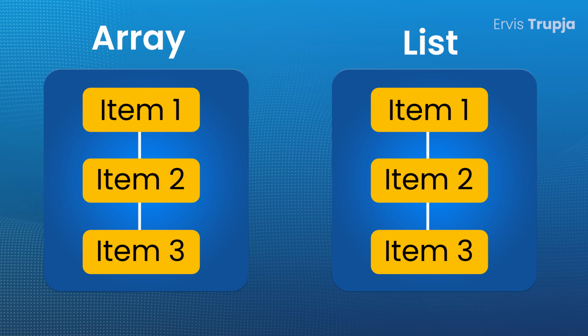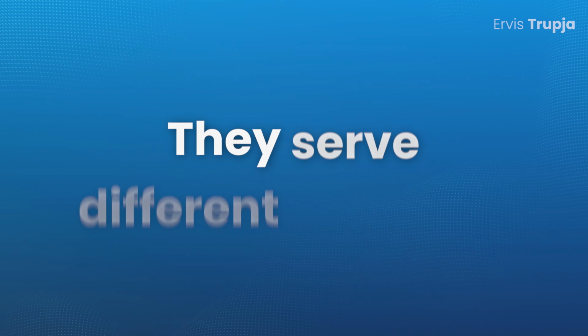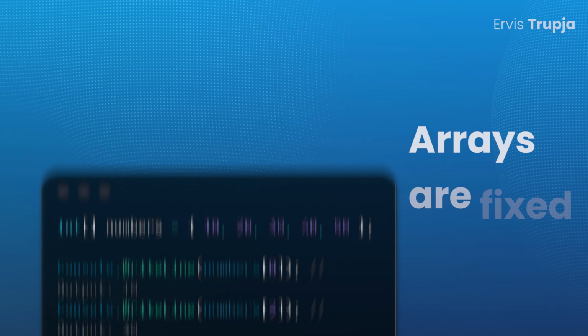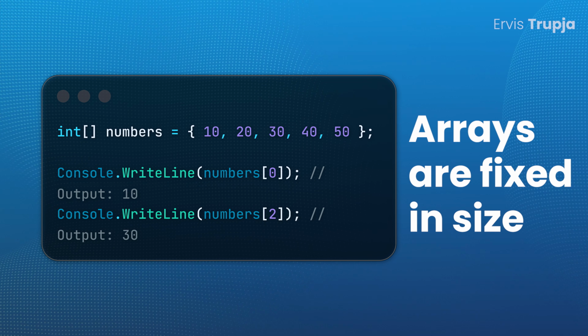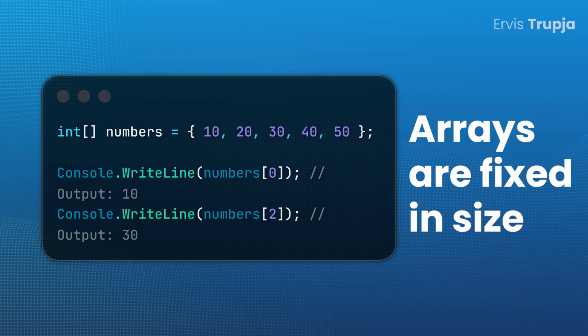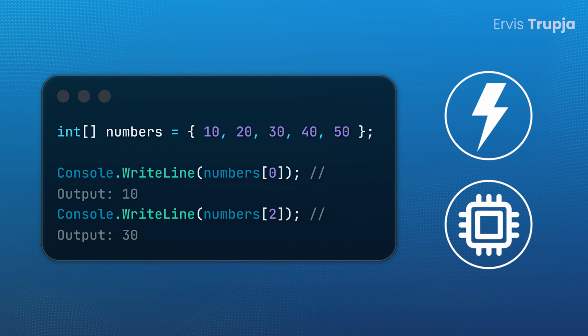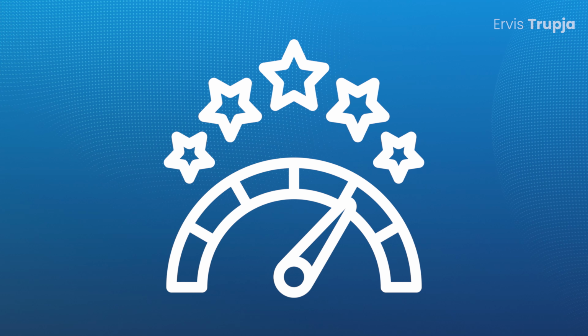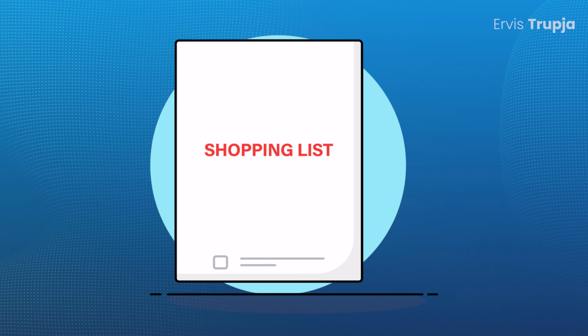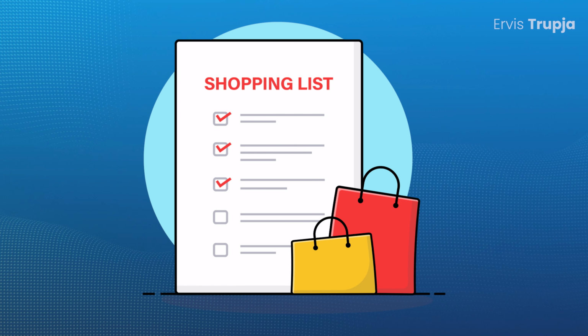Arrays and lists both store multiple items, but they serve different purposes. Arrays are fixed in size, so once you create one, you cannot add or remove additional items. They are faster and use less memory, which makes them great for performance-critical tasks or when you know exactly how many items you'll have upfront.